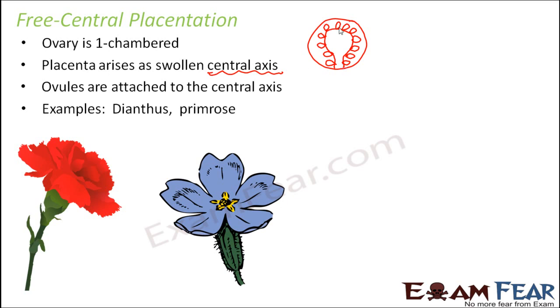So here you can see, how do you differentiate between free central placentation and parietal placentation? In parietal placentation, the ovules were on the wall, whereas in this placentation, the ovules do not touch the walls. The walls of the ovary remain untouched, right?